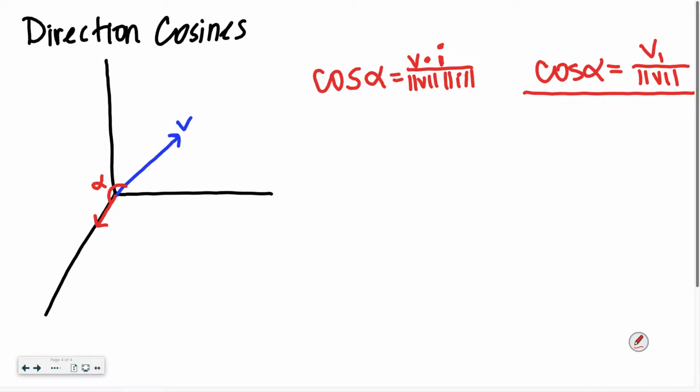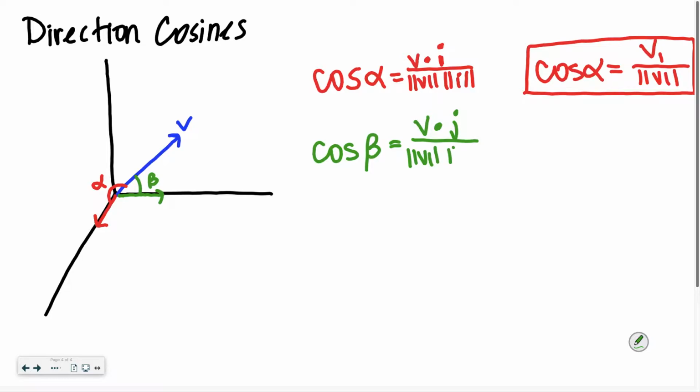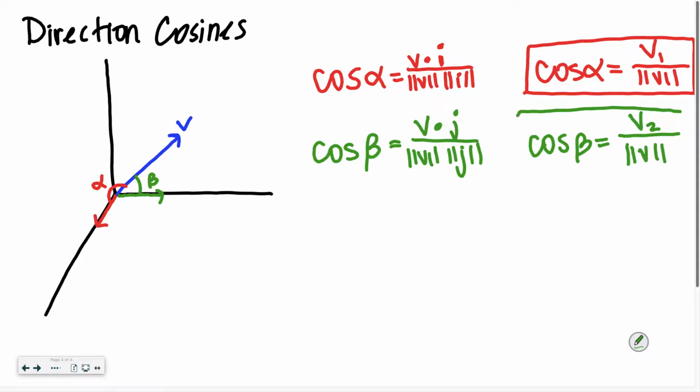So here is how we find alpha. Oh, so you just do that for all three. Pretty much. Here is vector j, and beta is the angle between vector v and vector j. To find that angle, we would take the dot product of v and j over the magnitude of v times the magnitude of j. The dot product between vector v and vector j is just going to be the second component, and the magnitude of j is 1, so we don't really need to write it.